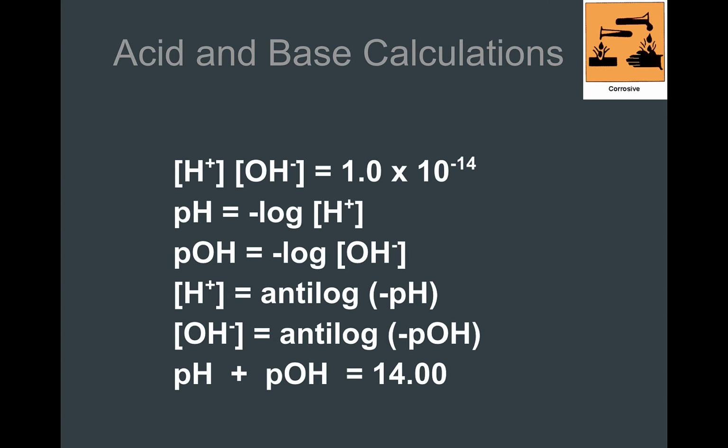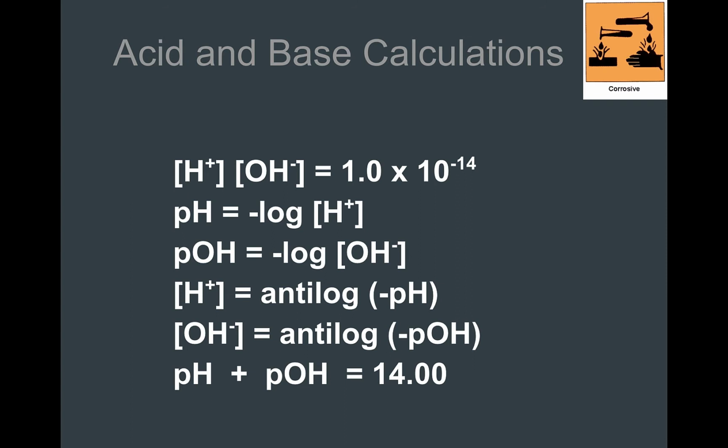So the first one you can use is that H plus times OH minus equals 1 times 10 to the negative 14th. The pH is equal to the negative log of the H plus. So if you have the H plus, you can get the pH from there. The pOH is the negative log of the OH minus. The H plus is the anti-log, or the second log on a lot of calculators, of the negative pH, or you could say it's 10 to the negative pH. OH minus is the anti-log, the second log, or 10 to the negative pOH. And then finally, pH plus pOH equals 14.